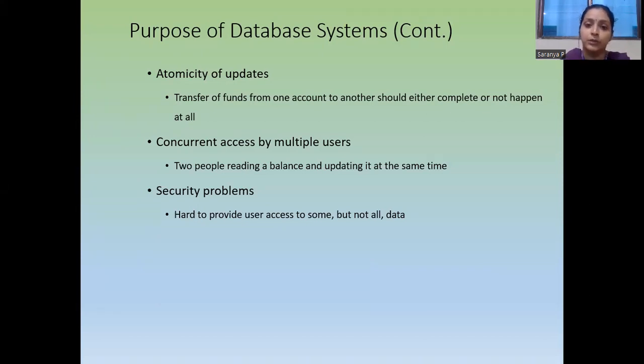Concurrent access by multiple users. Multiple users can access the same data at the same time. They can even update at the same time. The serializability protocol available in DBMS can keep the stored data consistent and relevant. Then security problems. Authorization rules are maintained by the database admin in order to make the data safe and secure.